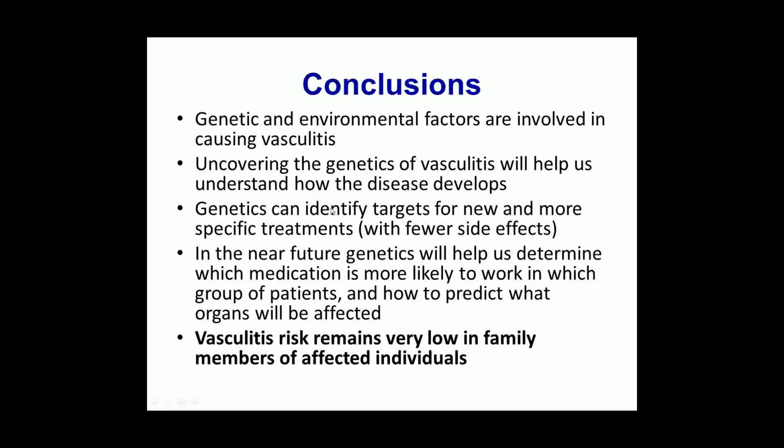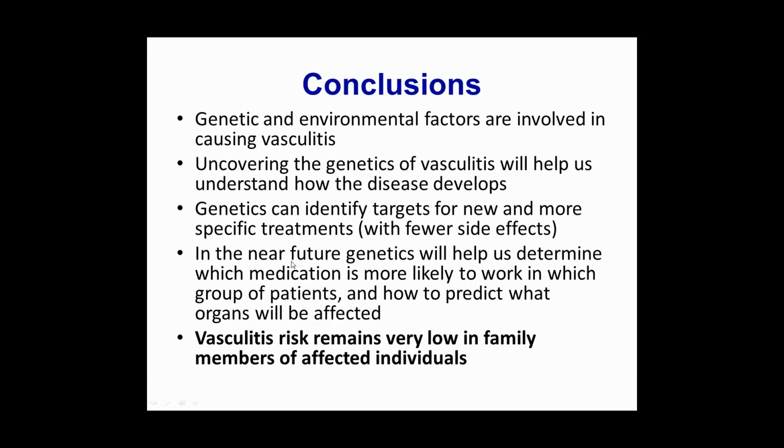We can identify new specific targets for therapy. Now, when we develop specific targets and specific treatments, remember that the side effect profile is expected to be much less than, for example, using cyclophosphamide or methotrexate or azathioprine, which suppress many molecules and many cells within the immune system. So that's the hope, to be able to have specific treatment targets that will have fewer side effects.